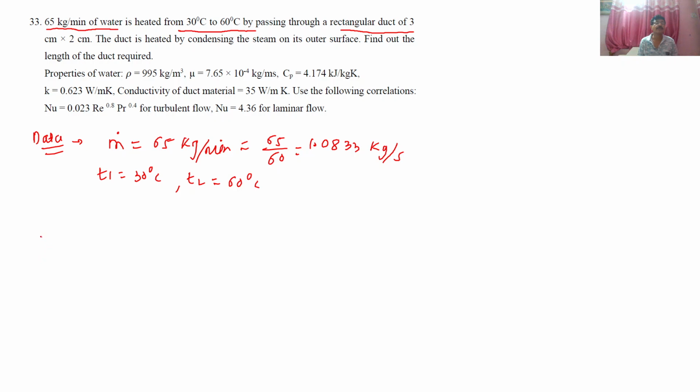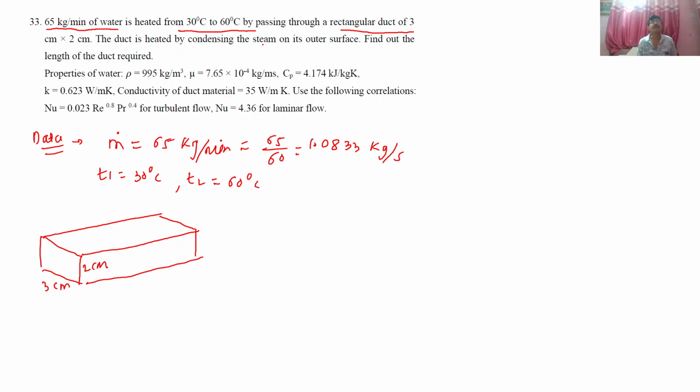It is passing through a rectangular duct of 3 cm by 2 cm. So how to draw the rectangular duct? Duct means channel, just like a circular tube. But what is the difference between a circular tube and a rectangular tube? The duct cross section: there is a circle and here is a rectangle. So 3 cm by 2 cm. Let's say this is 2 cm, this is 3 cm.